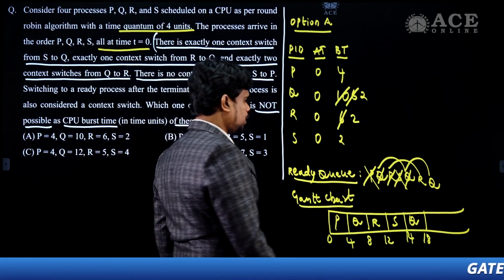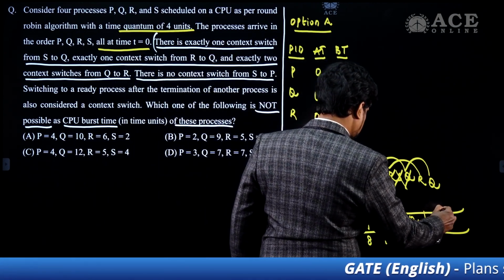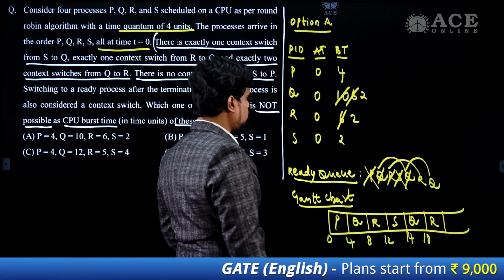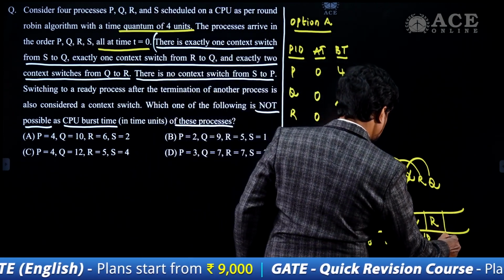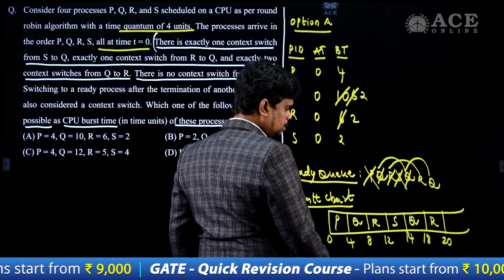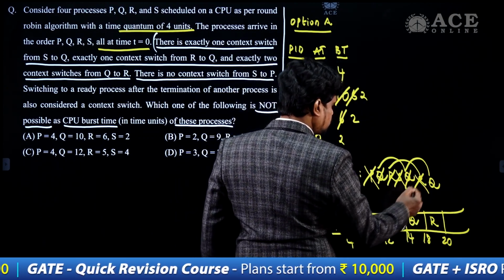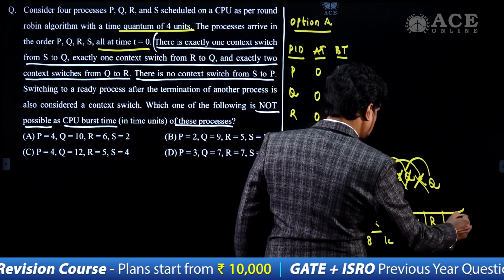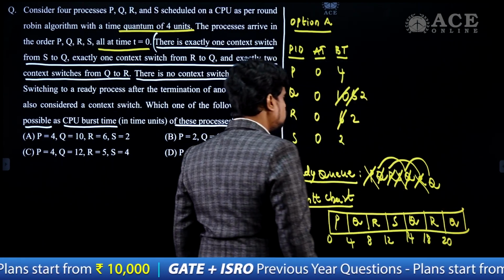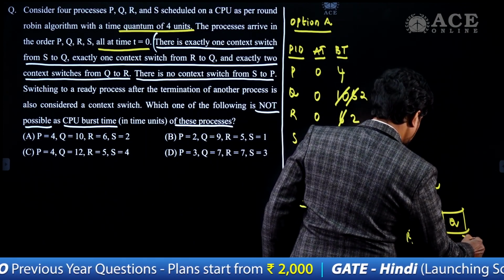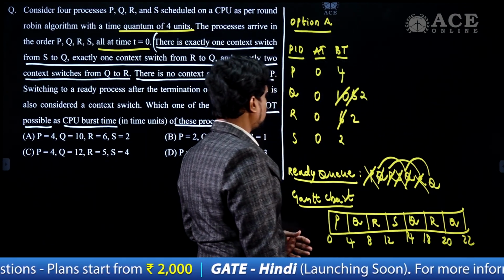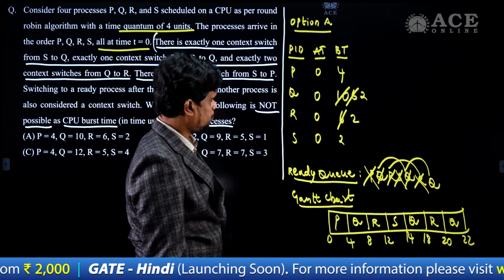Now we have R as the first process in the ready queue. What is the remaining execution time of R? 2. So those 2 units get executed here till 20. So with this execution R is also finished. Then we have only one process, that is Q. So Q is pending with how much burst time? 2. So that 2 gets completed now. So this is the way you can draw the Gantt chart for this system.